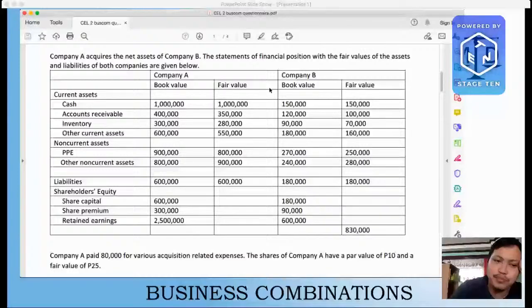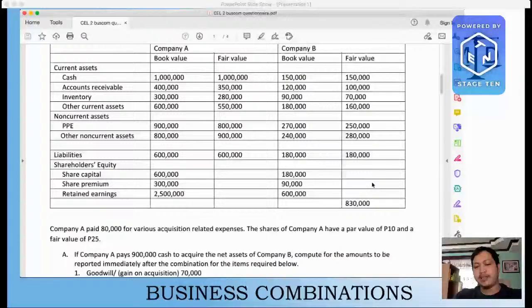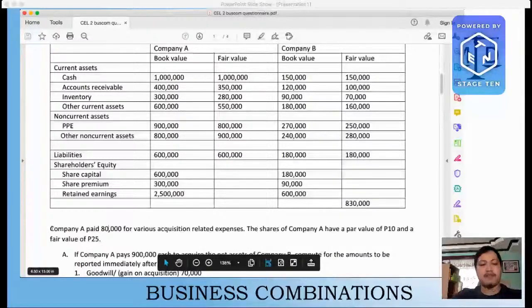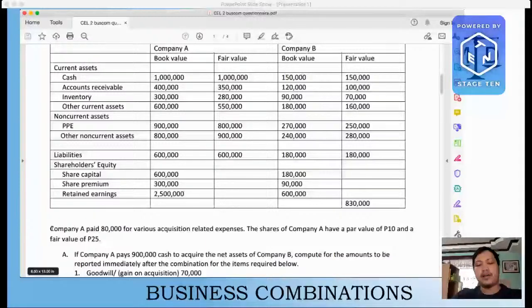Now, let's first answer, class. Compute for the combined accounts receivable. Of course, you're advised to always read the problem entirely before beginning to answer the questions. The last sentence here, class, is that Company A paid 80,000 for various acquisition-related expenses, and the shares of Company A have a par value of 10 and a fair value of 25. At this point, the par value would be relevant later. But definitely the first sentence in the last paragraph of the problem is relevant, in which it says that Company A incurred and paid 80,000 for various acquisition-related expenses.